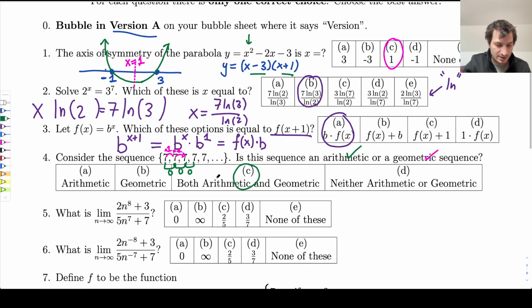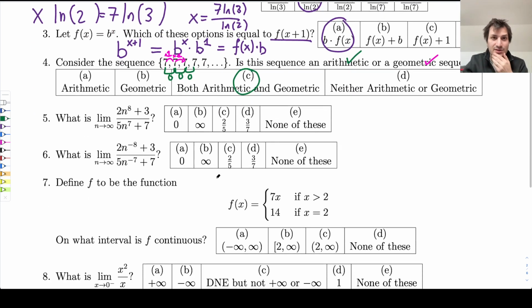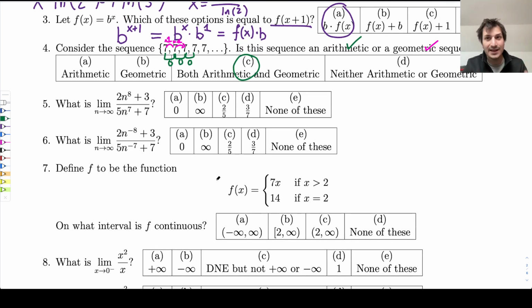Both. Okay. Questions 5 and 6 are two limits that, again, were taken directly from the Math1030 homework. The first one involves n to the power 8 and n to the power 7.